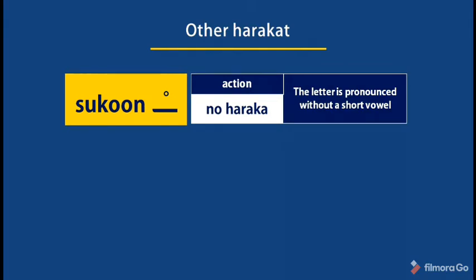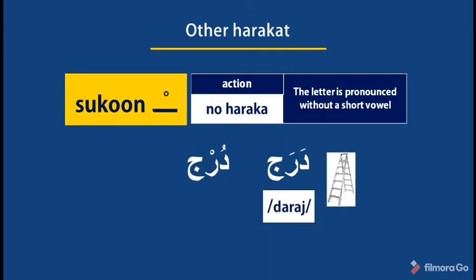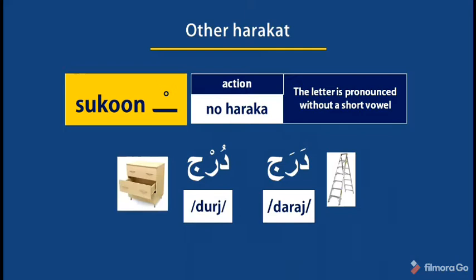Let's have an example of it. Look at these two words. Without the harakat, they look exactly the same, since they have the same letters. But noticing the harakat, the word to the right is pronounced as daraj, and the second is pronounced as durj. Notice that there is a sukun over the second letter of the left one, while there is a fatha over the right one.